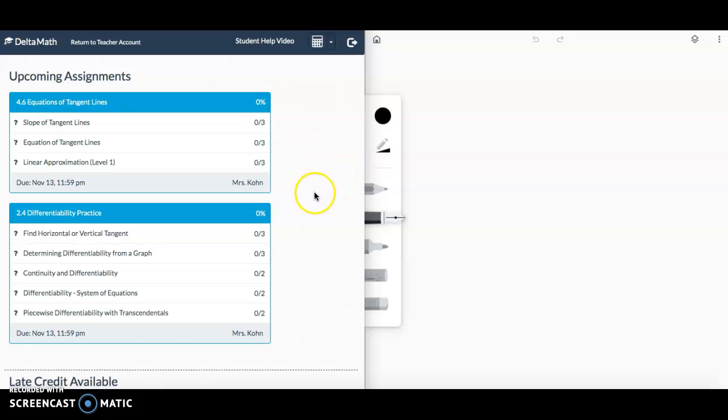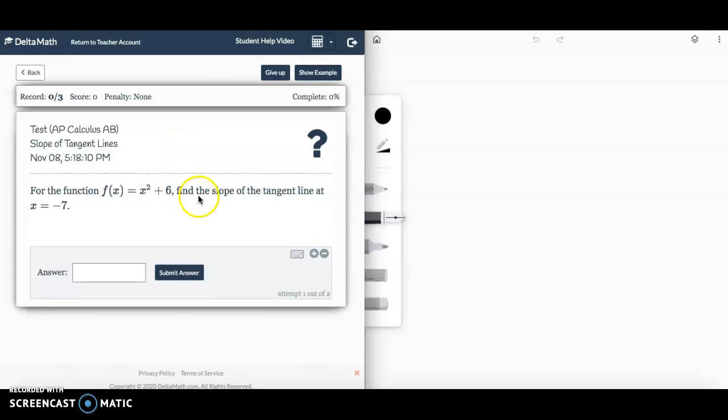Hey guys, we are going to go over the equation of tangent lines DeltaMath assignment, and I'm going to do a couple of examples from each of these sections. Alright, let's start off with slope of tangent lines.